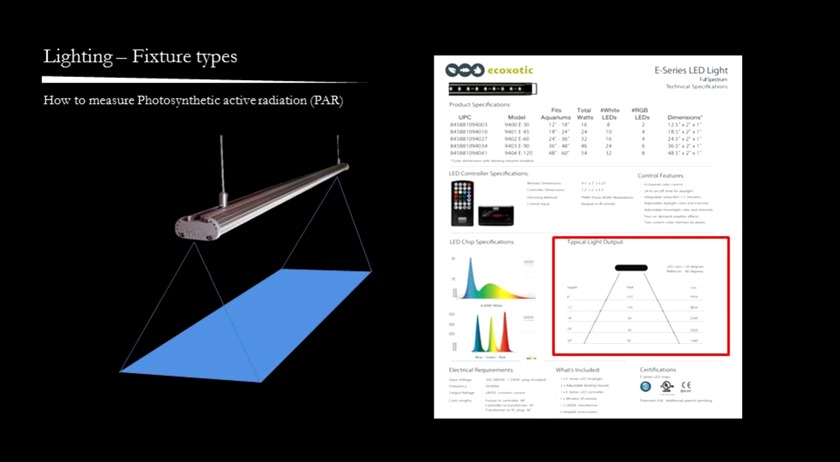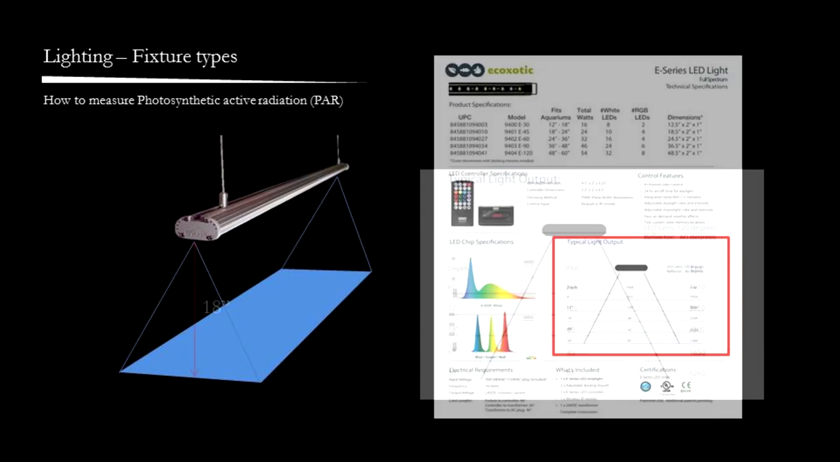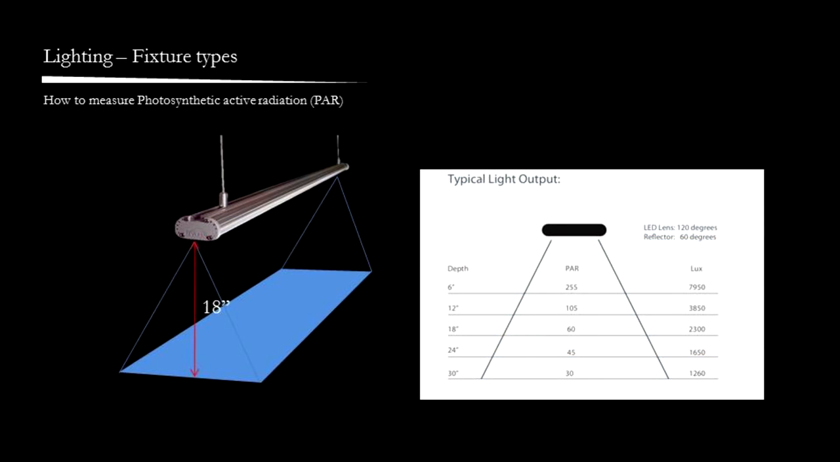So it will look something like this. This is the technical specifications sheet for the Ecozotic light bar, and you will see a PAR diagram. The PAR diagram will show you how much PAR the light produces at different depths of the tank. So for example, at 18 inches, this fixture produces 60 PAR.